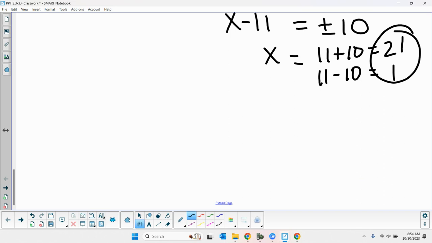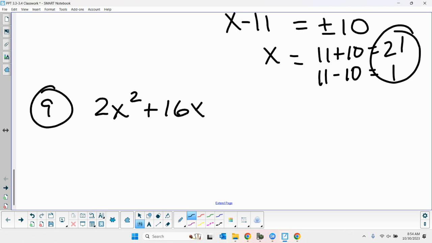We've got 2x squared plus 16x minus 6. So again, we need to get A to be 1.